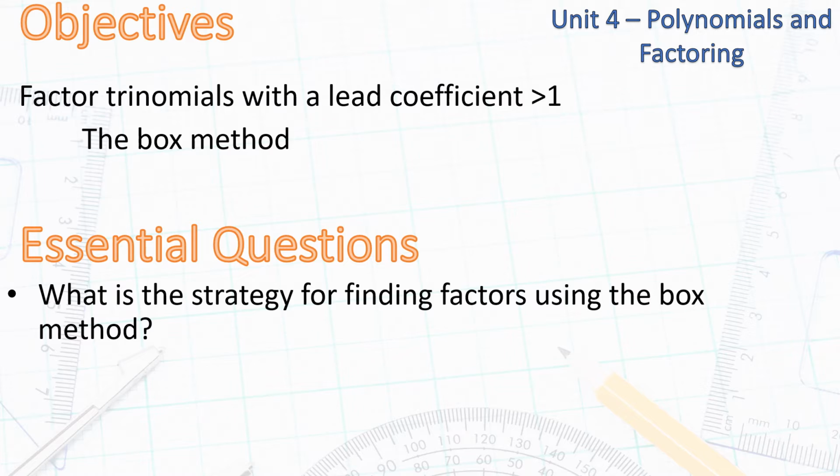So today's question is, what is the strategy for finding factors when we use this new method called the box method? So how does it work? How do we use it?